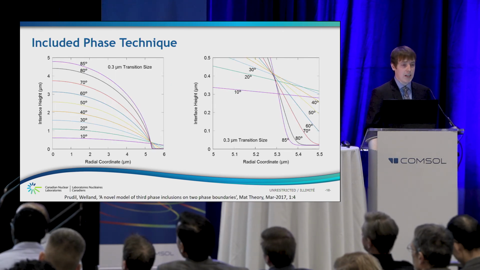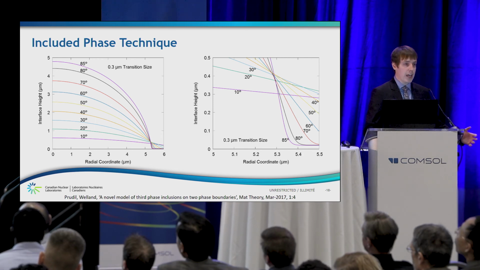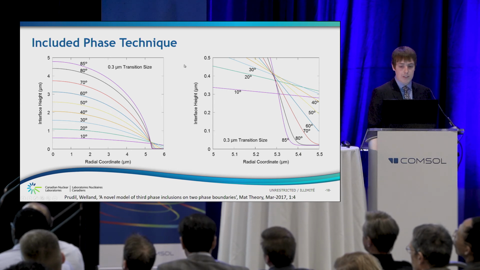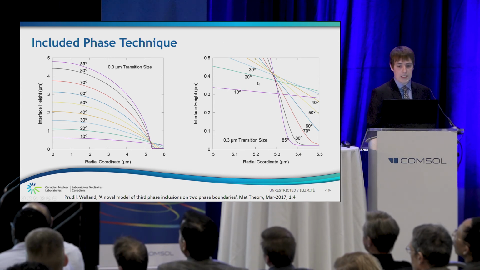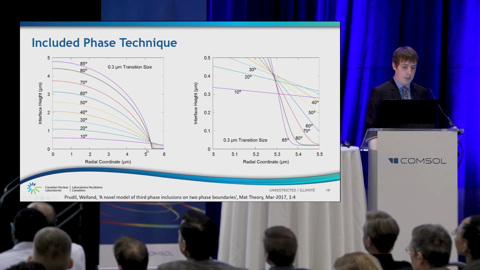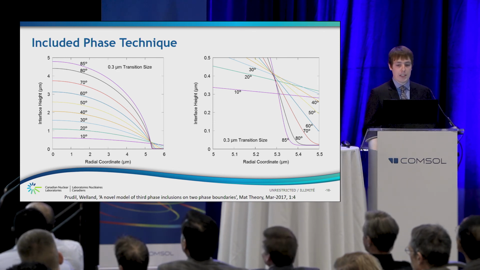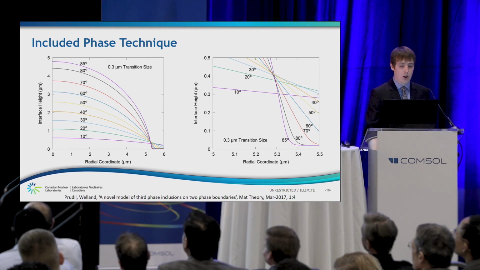We also did some validation work on this new model. This is just looking at a single bubble on an infinite plane. Can we control the contact angle? What we see here is that yes, we can. On the left side, we see a zoomed-in region, and we can control the edge of the bubble. How sharp that edge is, is a controllable parameter in our model.